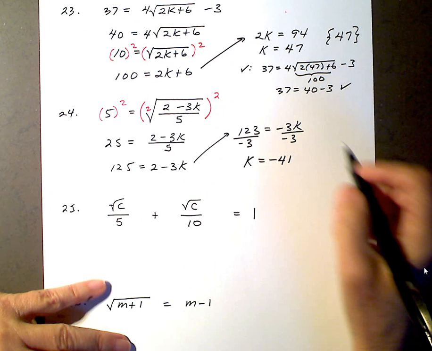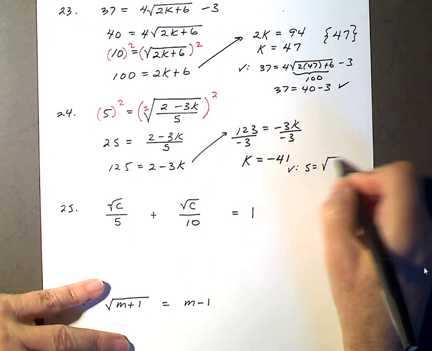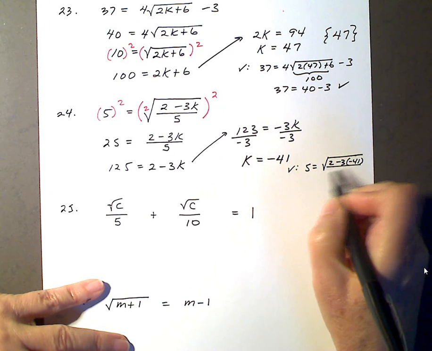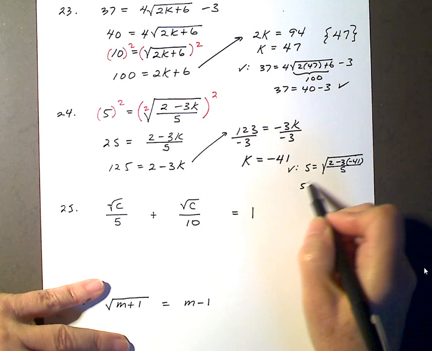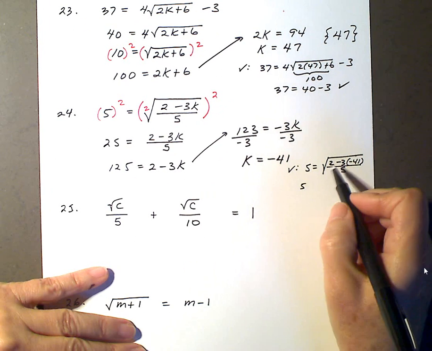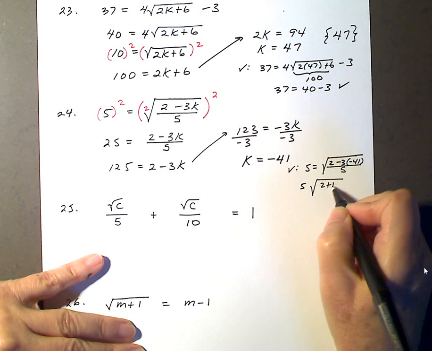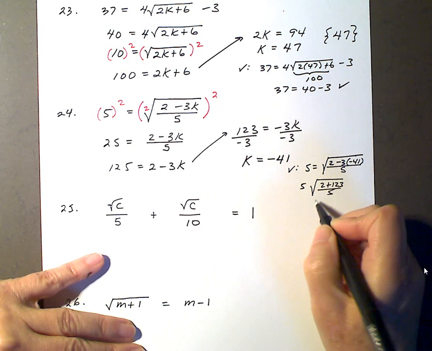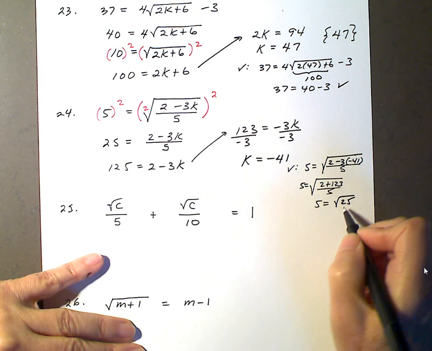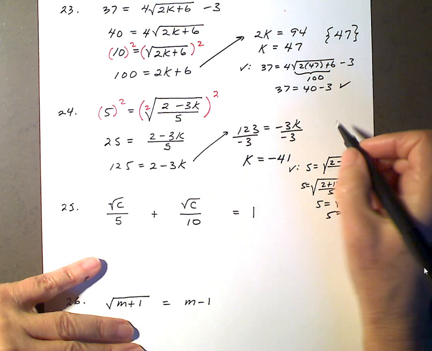So again, let's check this. 5 is equal to the square root of 2 minus 3 times negative 41, all over 5. So for this to be a positive 5, this whole thing has to reduce to a positive 25. So 2 plus 123 over 5. So 5 is equal to, that's 125 divided by 5, the square root of 25. So that works. So the solution set is the negative 41.